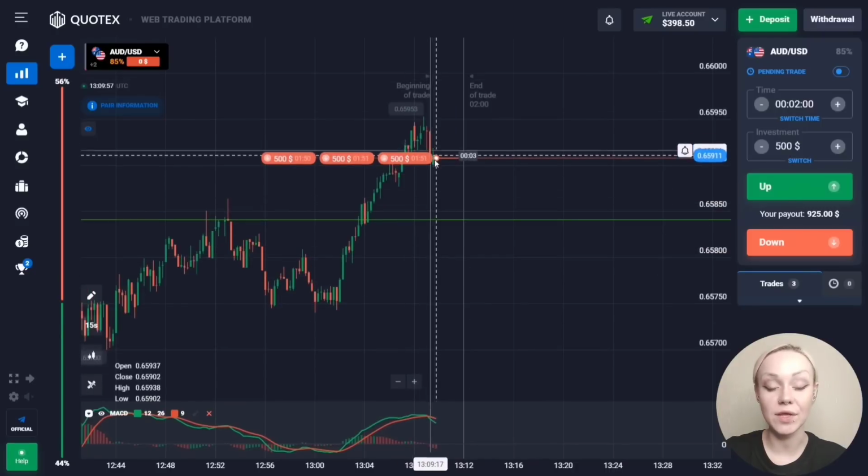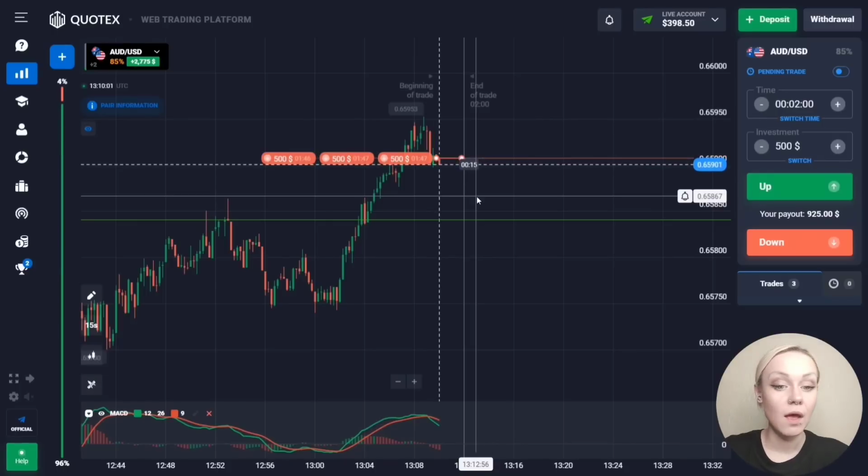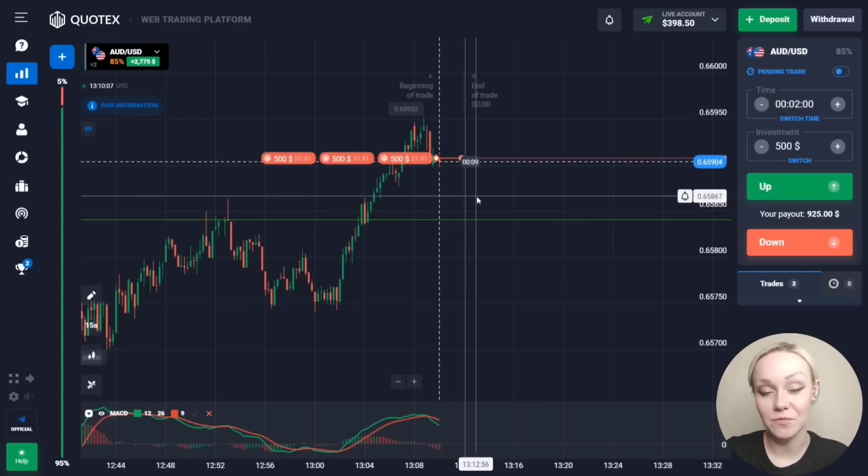I think that soon after breaking through the level, the price will fall into the correction zone and there will be a pullback in the opposite direction. We will try to make money on this downward corrective movement, so let's wait for the result.